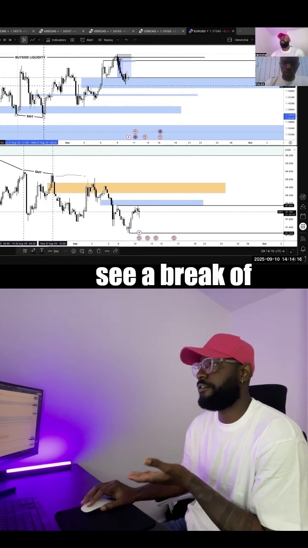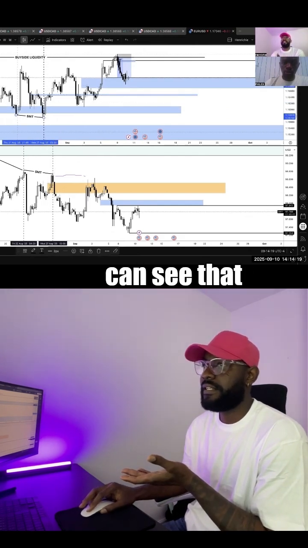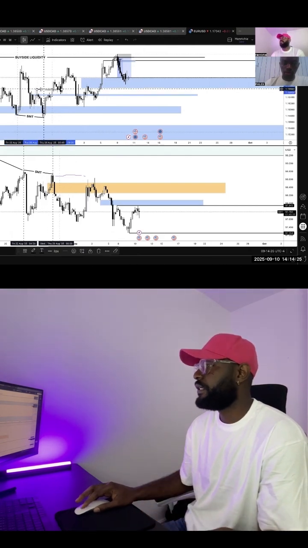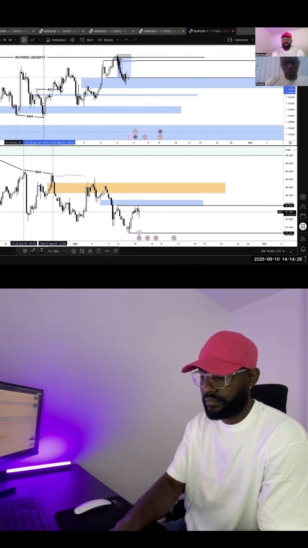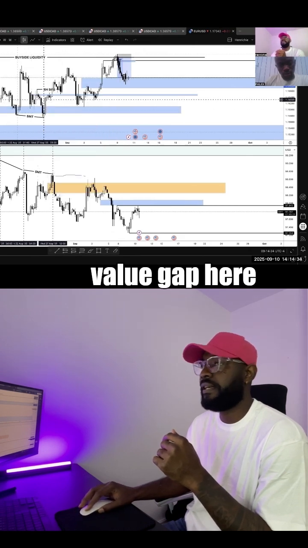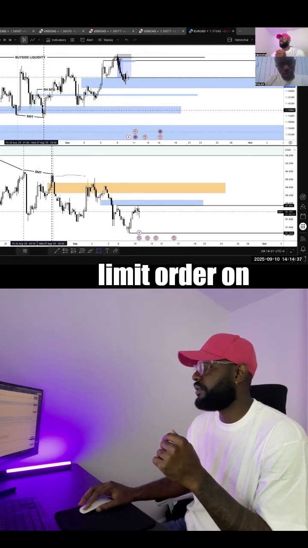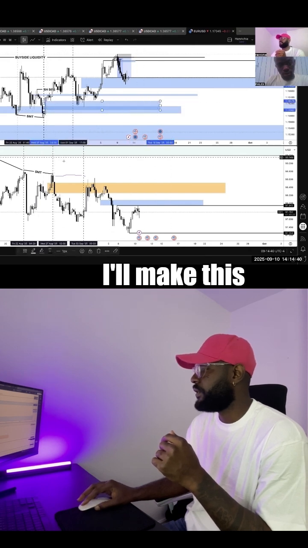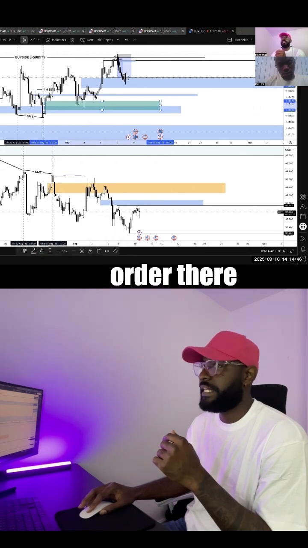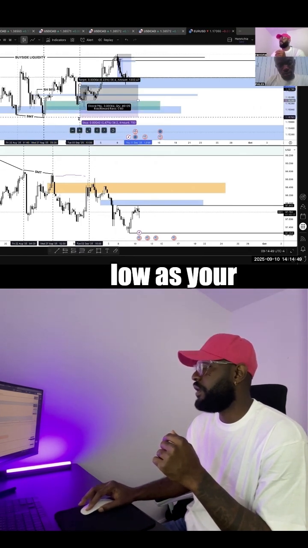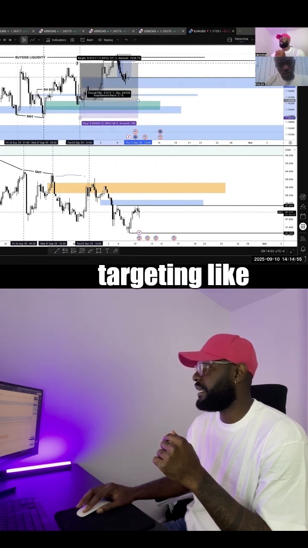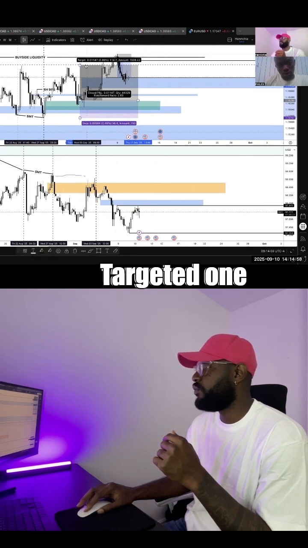We still want to see a break of structure, right? And in this case, you can see that we have this break of structure here on 4-hour. This is 4-hour break of structure. Now, two things you can do. You can either just use this 4-hour fair value gap here as your entry, place your limit order on that fair value gap. I'll make this a different color, make it green. You can place a limit order there and use the low as your stop, then target the overall buy side liquidity, targeting like a 1:2.